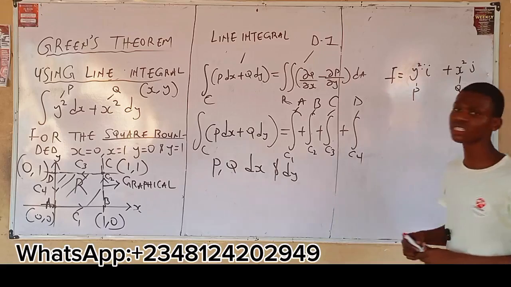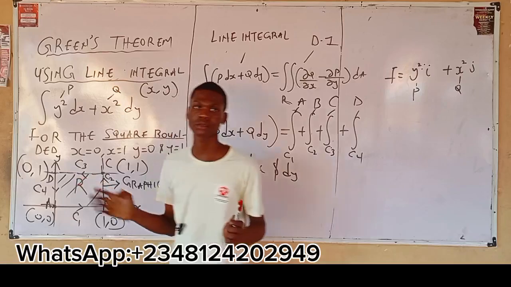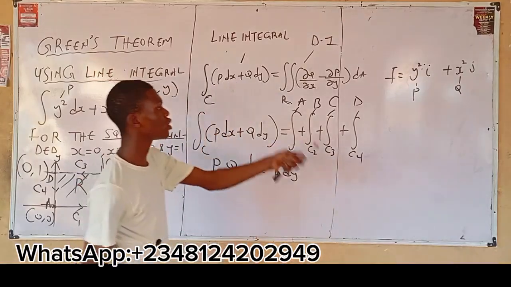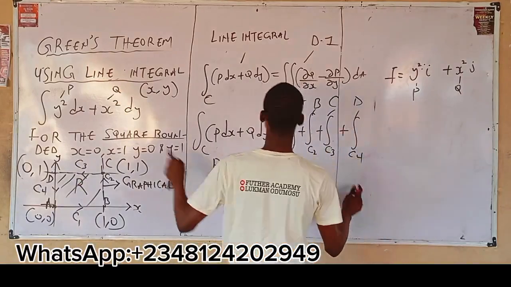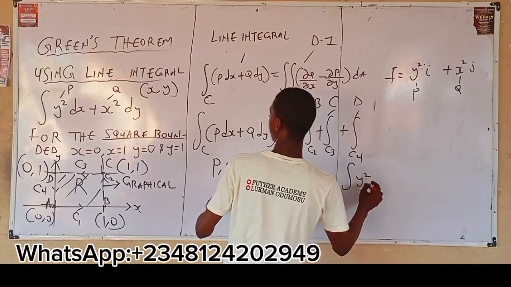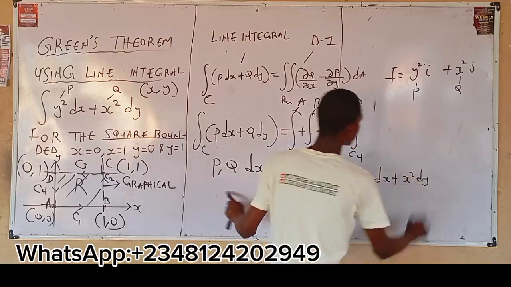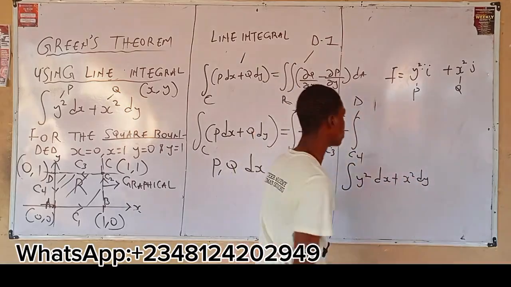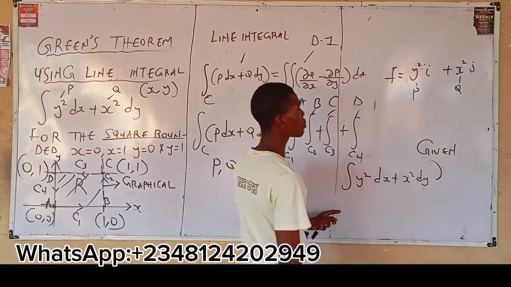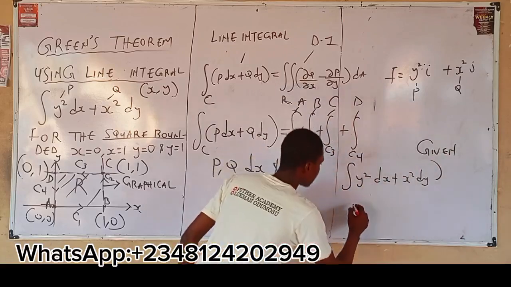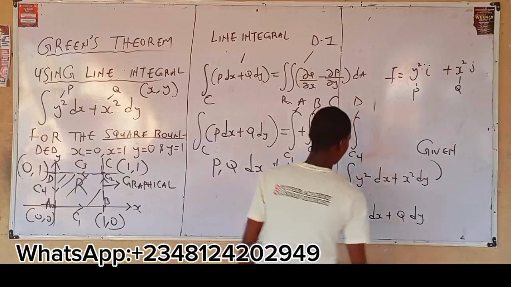So the question has made it easy for us in the sense that the question has substituted P and Q directly into the line integral. But to know your P and Q, if it is not given, just do comparison. The given question is the integral of y squared dx plus x squared dy. Do comparison between the given question and the formula of line integral, which is the integral of P dx plus Q dy. From here you can deduce.